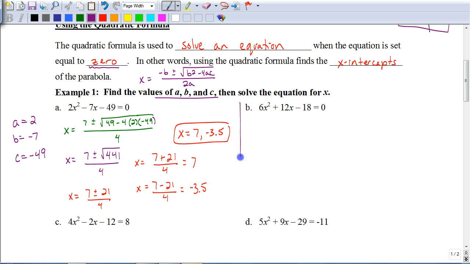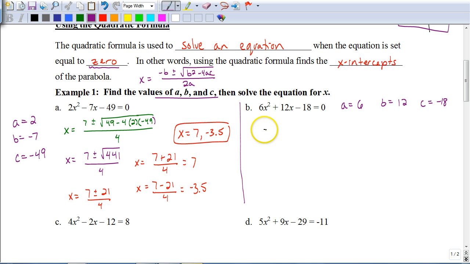Now, this is a process, okay? So I know some people look at this and they say, oh my gosh, there's no way I could do all this. It's just a whole bunch of baby steps. Just take it one step at a time and you'll get through it. So for this next problem, I'm going to help you get it started, and then I want you to take it from there. So for this one, let's first start by identifying what our A, B, and C are. A is 6, B is 12, C is negative 18. So now I'm going to put this into my quadratic formula.